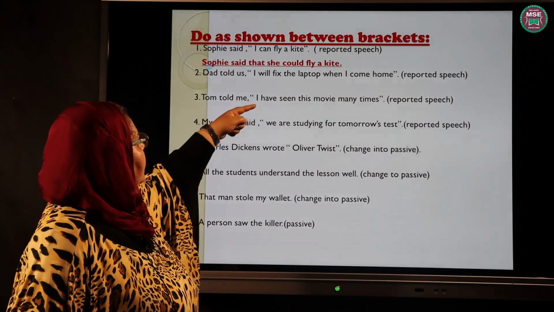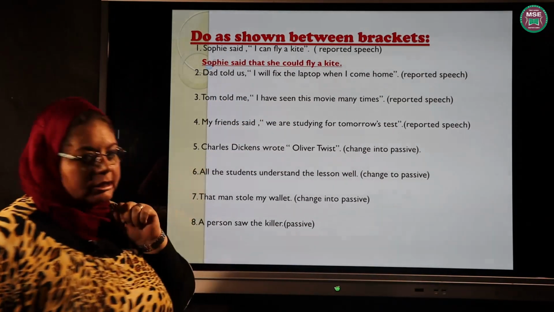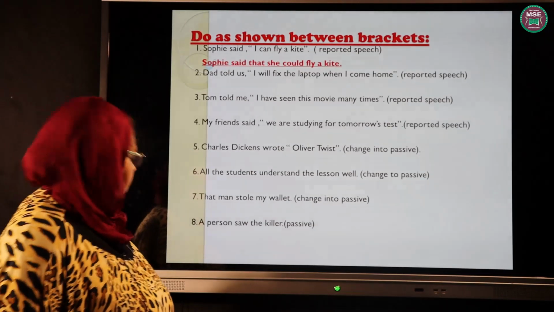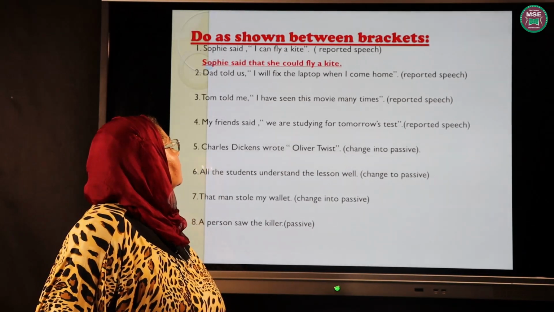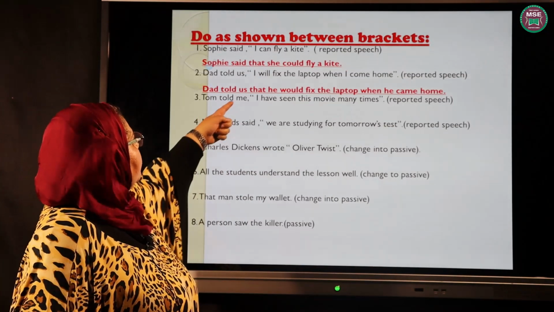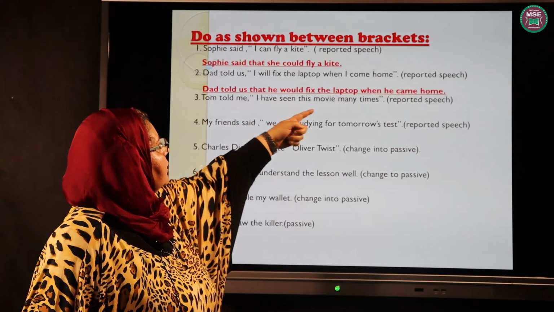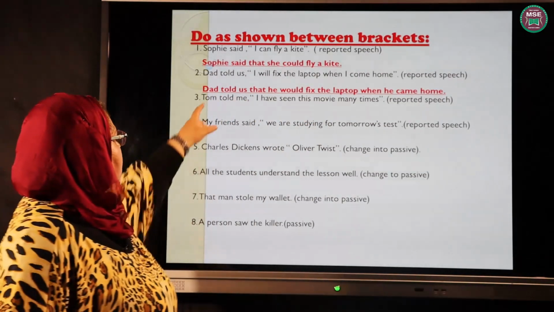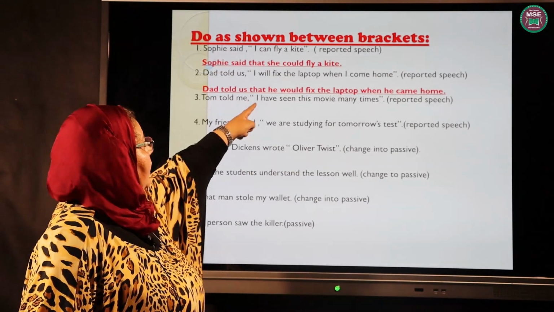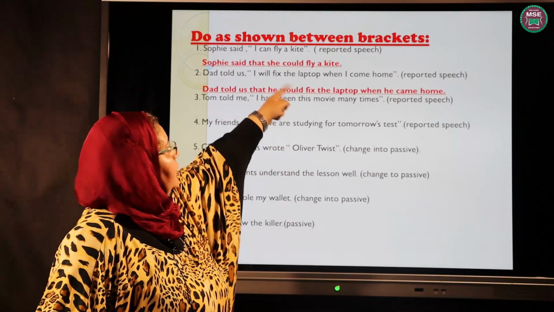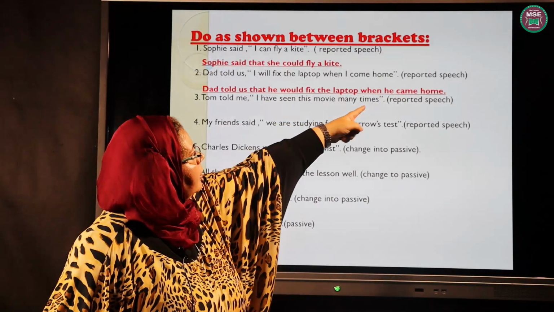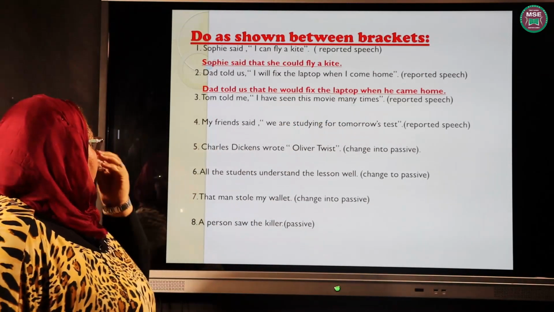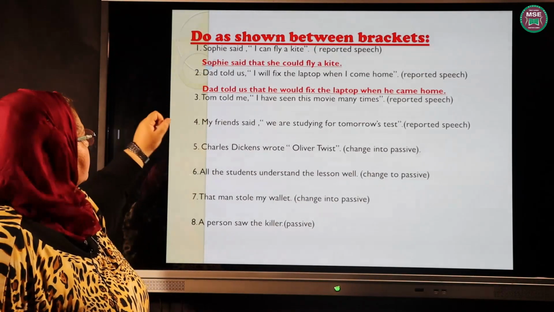Dad told us, "I will fix the laptop when I come home." Change to reported speech. Dad told us that he would fix the laptop when he came home. I remove the inverted commas or the speech marks and put "that," change "will" to "would," keep the verb in the infinitive. After "when" there is another verb, "come," so I change it from the present to the past.